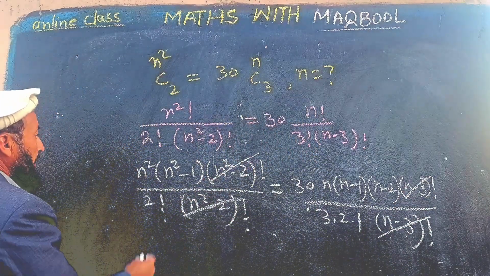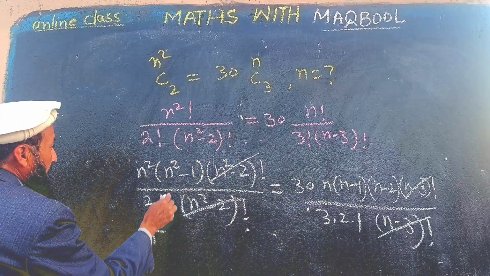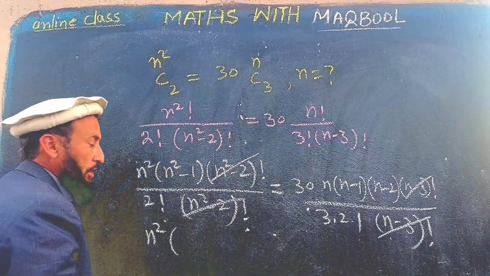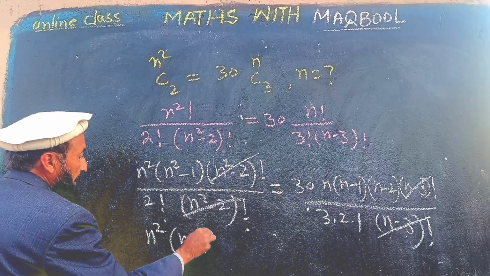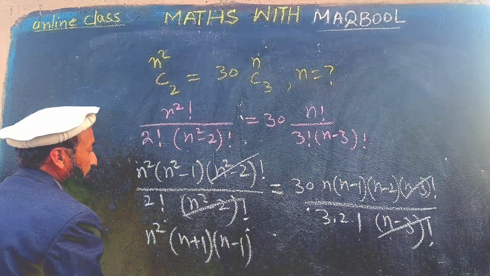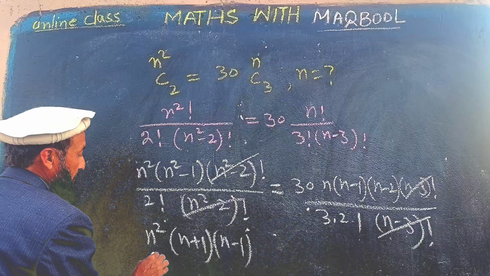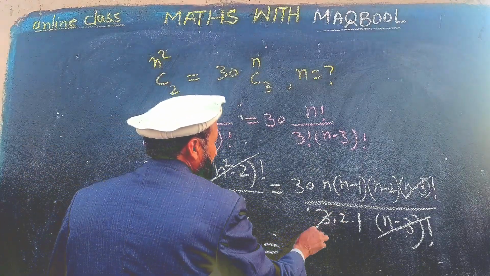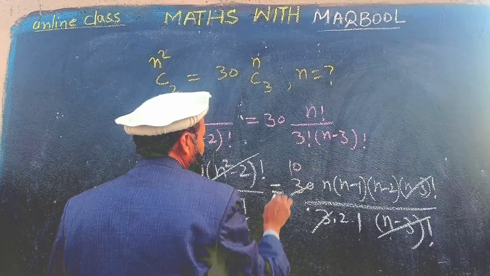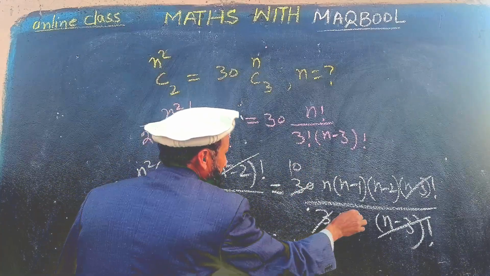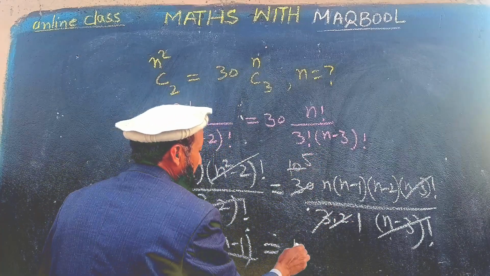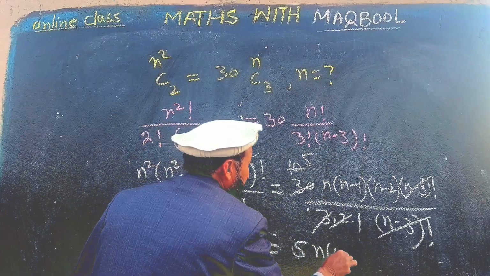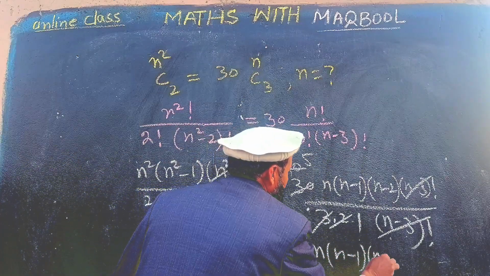Now we are left with n² times (n² minus 1). According to the formula a² minus b², this will be (n plus 1)(n minus 1). Then 2 divided by 2 is cancelled, so we get n, and here 30 divided by 6 gives 5. We can write 5 times n times (n minus 1) times (n minus 2).